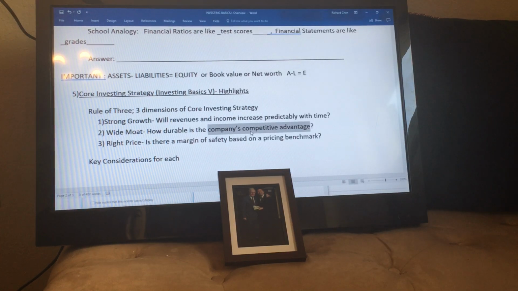And we can talk in the section on core investing strategy about different kinds of moats, and we can use some examples to illustrate. And then the key point is the right price. So it has to be able to grow consistently and predictably. It has to be able to protect its ability to grow, and it has to have the right price.